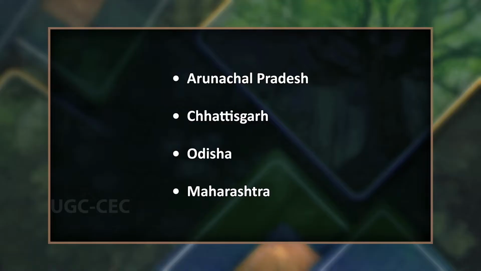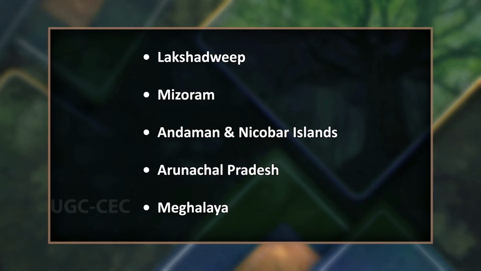Among the mega cities in the country, Ahmedabad has been the biggest loser when it comes to the forest cover. Area-wise, Madhya Pradesh has the largest forest cover in the country, followed by Arunachal Pradesh, Chhattisgarh, Odisha and Maharashtra. 17 states and union territories have about 33% of the geographical area under forest cover. Out of these states and union territories, Lakshadweep, Mizoram, Andaman and Nicobar Islands, Arunachal Pradesh and Meghalaya have more than 75% of the forest cover.